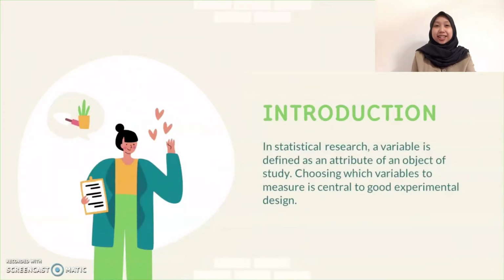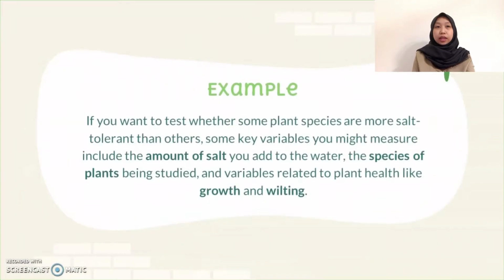In statistical research, a variable is defined as an attribute of an object of study. Choosing which variables to measure is central to good experimental design. Example, if you want to test whether some plant species are more salt tolerant than others, some key variables you might measure include the amounts of salt you add to the water, the species of plants being studied, the variable related to plant health like growth and wilting.